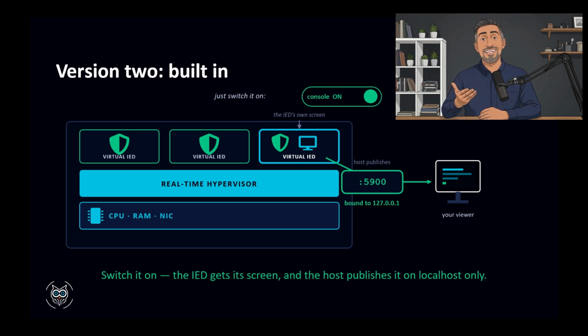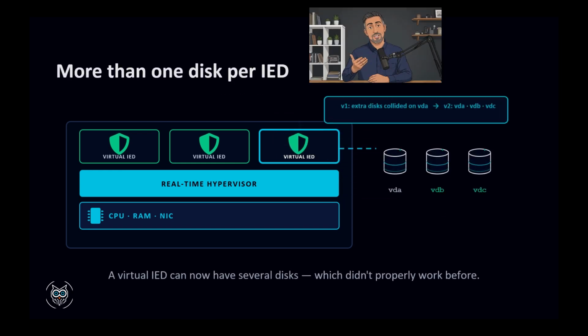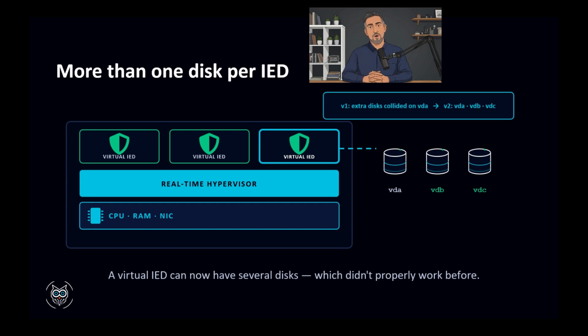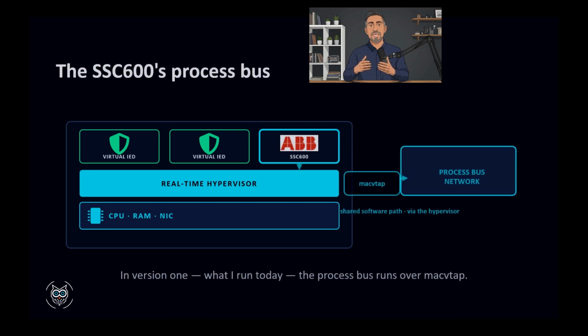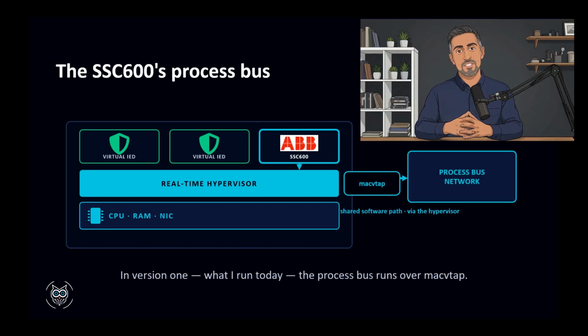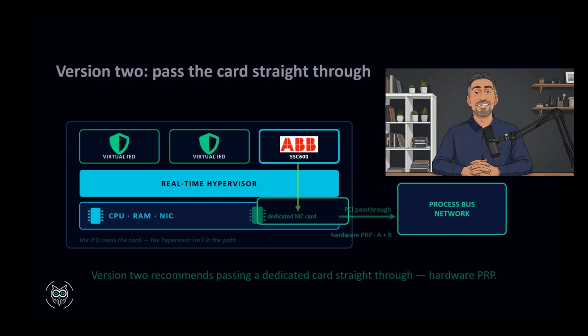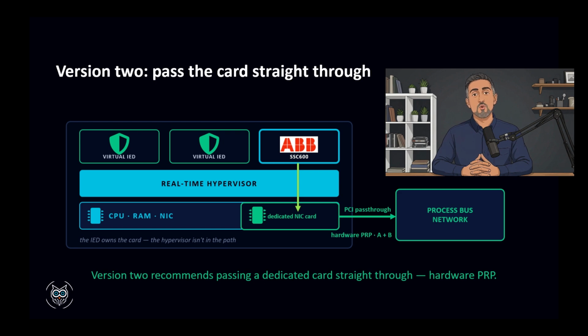A virtual IED can now have multiple disks attached on a cluster, something that didn't properly work before. And for protection specifically, there's a change in how the ABB SSC 600 connects to the process bus. In version 1, what I run today, that connection is a shared software-defined path called MAC-VTAP. Version 2 recommends giving the IED a dedicated network card passed straight through to it, so the IED gets that card's hardware directly, including hardware PRP redundancy in silicon.